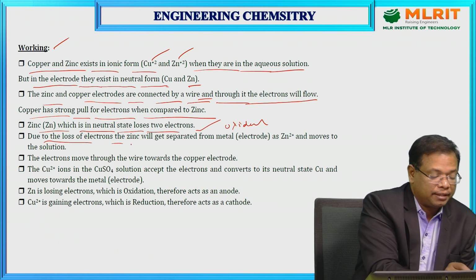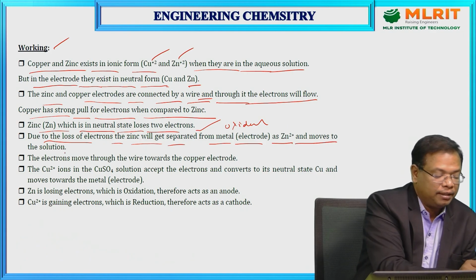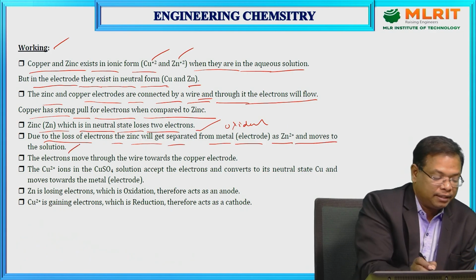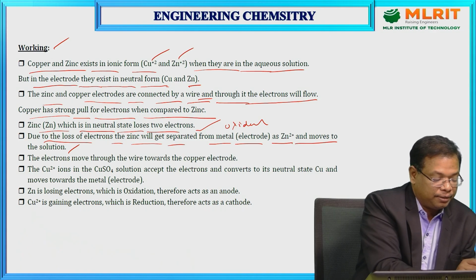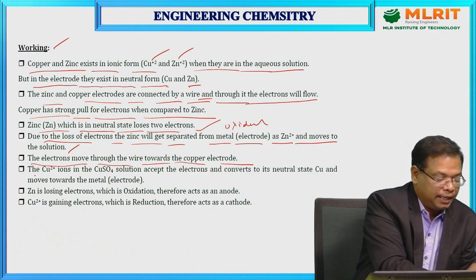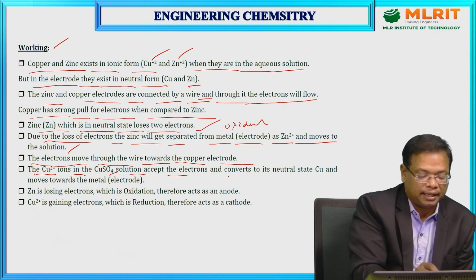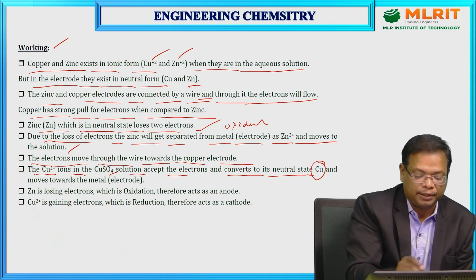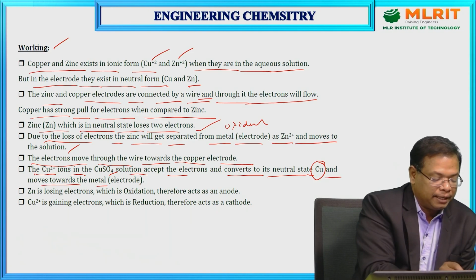Due to the loss of electrons, the zinc will get separated from the metal electrode as Zn2+ and moves to the solution. These Zn2+ ions will be neutralized by the Cl- ions, as we know. The electrons move through the wire towards the copper electrode, and the Cu2+ ions in the copper sulfate solution accept the electrons and convert to their neutral state, Cu, and move towards the metal electrode.